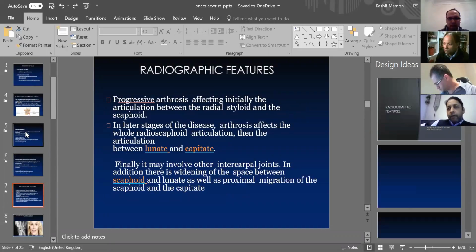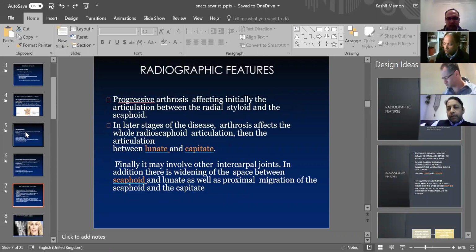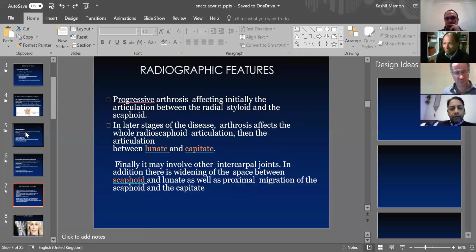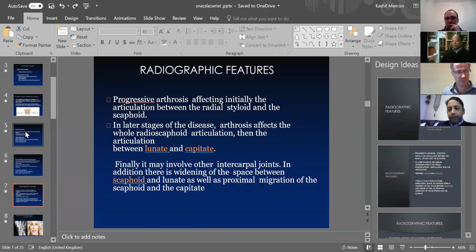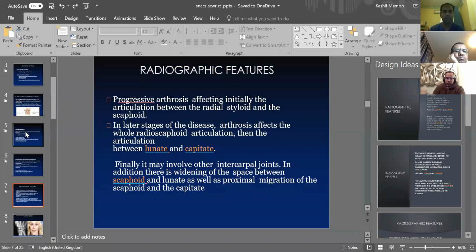And when you take the detailed history and then examine, most of the time you will find that the patient is complaining of radial-sided wrist pain, and most of the time they have a positive scaphoid shift test or Watson test. When you go for radiographs of these patients, you will see a different pattern of arthritis, which can be divided into stages. Stage 1 is arthrosis between the radial styloid and scaphoid, and then it will progress further to stage 2, 3, and 4.